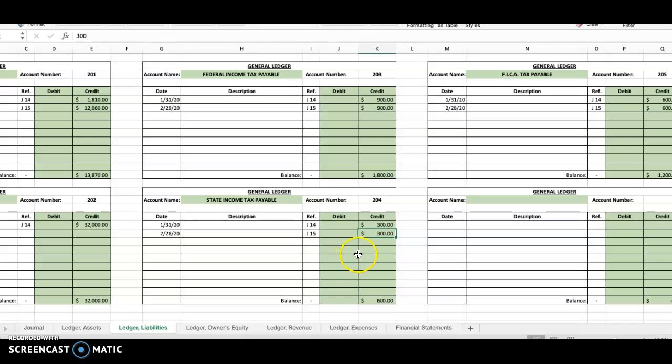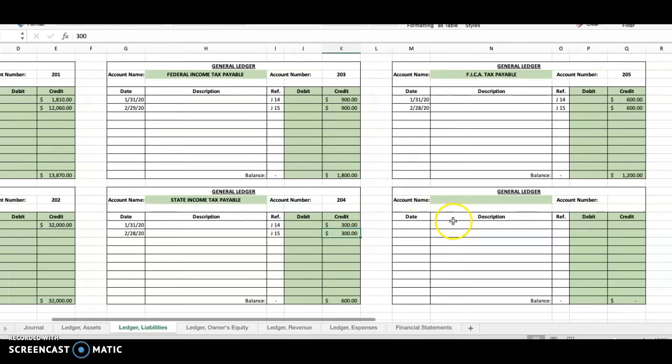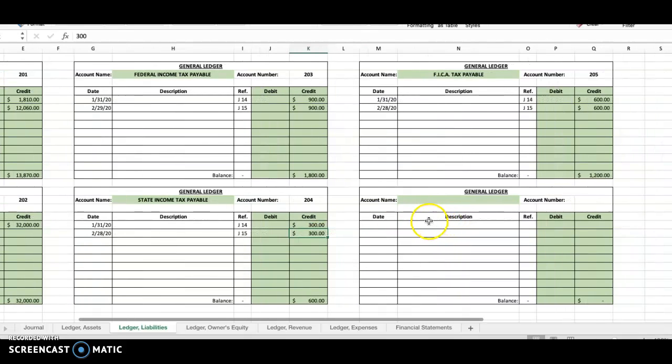$300 for each month. We will do it again in March. Same way with FICA. There was a bit of a glitch with FICA, if you remember, because we have to figure our share of that FICA tax payable as well. We're not going to do that in this problem, however.